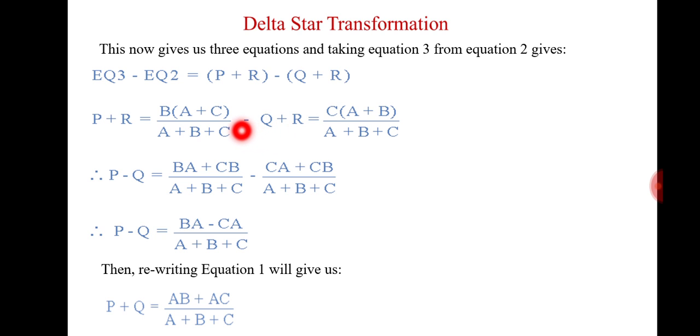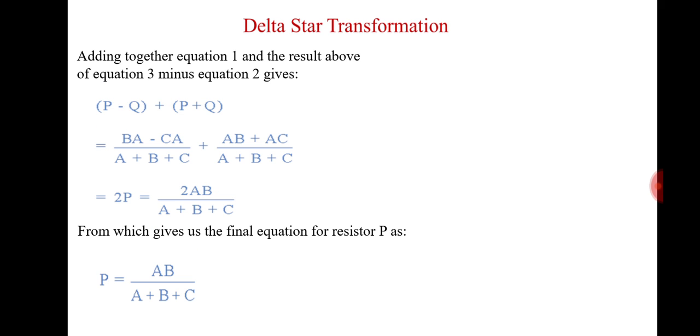Now P plus R is equal to B(A plus C) divided by A plus B plus C, minus Q plus R is equal to C(A plus B) divided by A plus B plus C. So here the equation becomes P minus Q is equal to (BA minus CA) divided by A plus B plus C. Then rewriting equation 1, P plus Q is equal to (AB plus AC) divided by A plus B plus C.